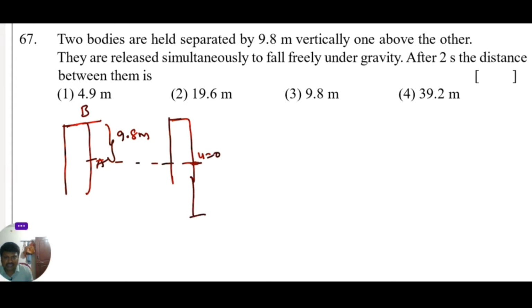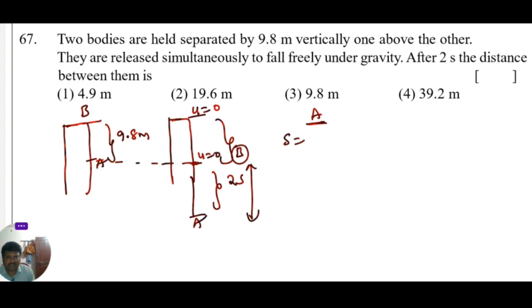Suppose from A, this is A, it is falling freely. After 2 seconds, this is the distance traveled by A. Then after 2 seconds, the B is here, suppose. Then what is the separation between them? The distance between them after 2 seconds. Calculate after 2 seconds the distance traveled by A. Then S equal to, in the place of u zero, that is half g t square.